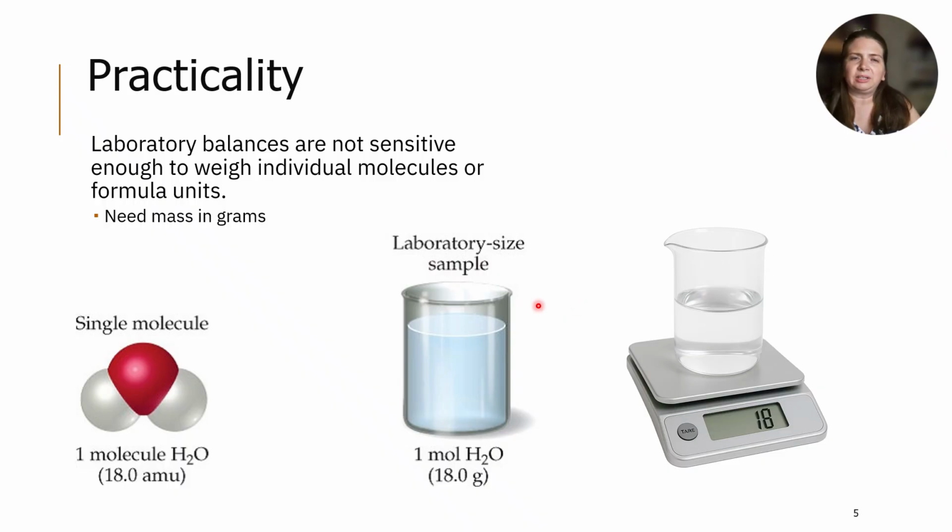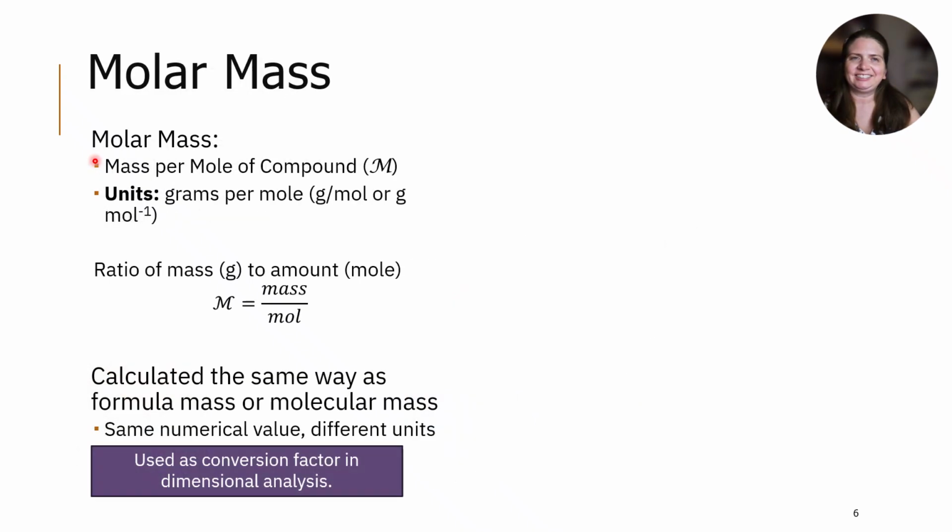A mole is a large quantity of particles. This quantity was intentionally chosen so that the numerical value of the formula mass matches the mass in grams. Molar mass is the mass of 1 mole of a compound. The units for molar mass are grams per mole, or grams divided by moles. Molar mass is calculated the same way as formula mass by using the average atomic masses from the periodic table.